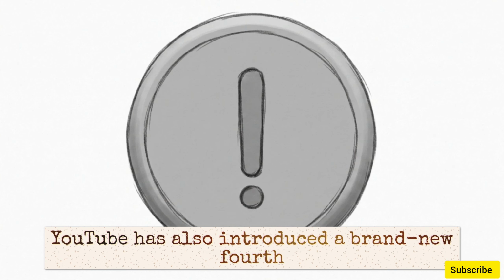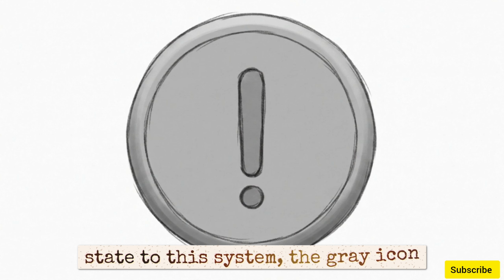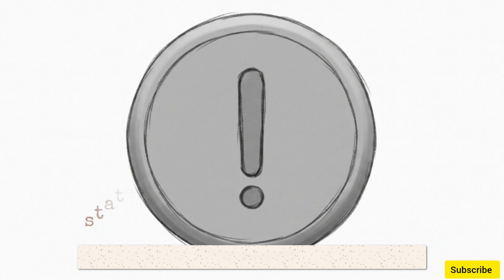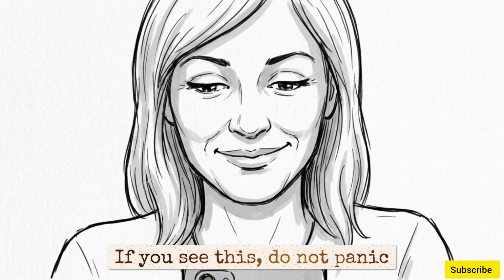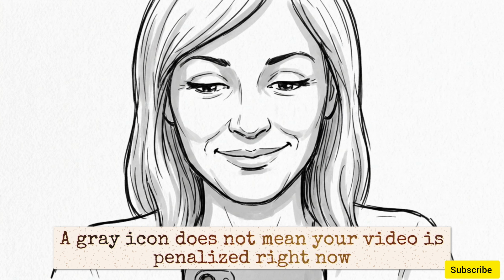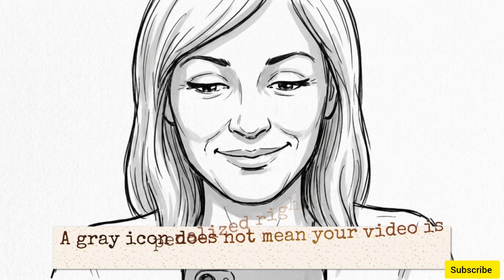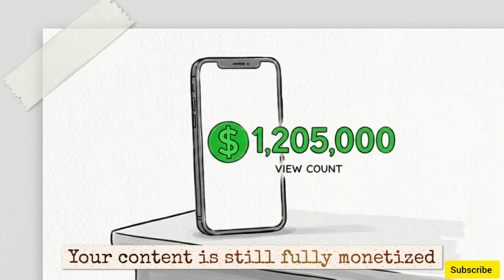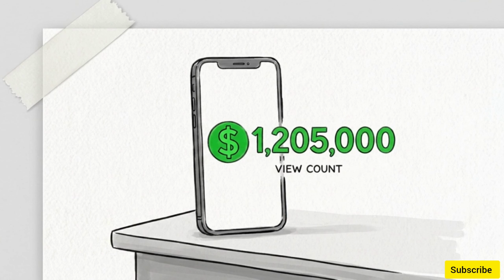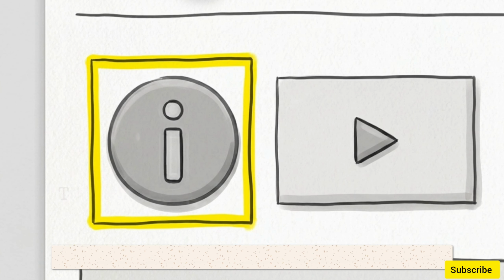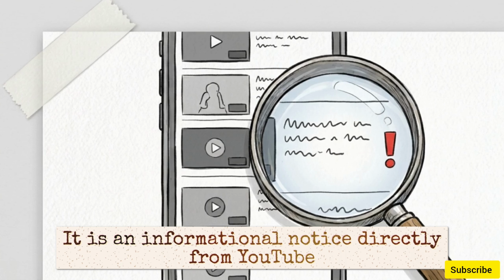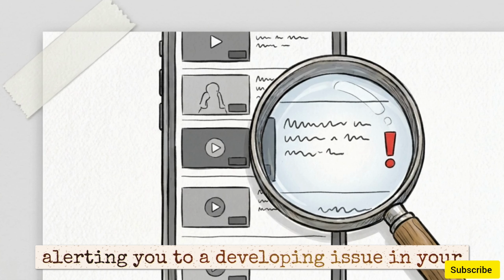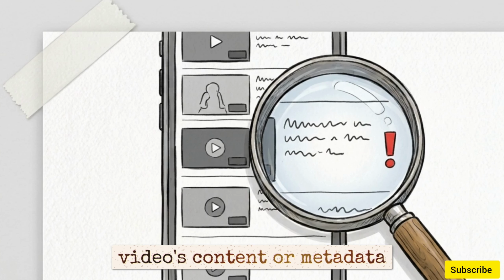YouTube has also introduced a brand new 4th state to this system, the gray icon, representing a potential limitation. If you see this, do not panic. A gray icon does not mean your video is penalized right now. Your content is still fully monetized and reaching your audience. The true function of the gray icon is to serve as an early warning system. It is an informational notice directly from YouTube, alerting you to a developing issue in your video's content or metadata.